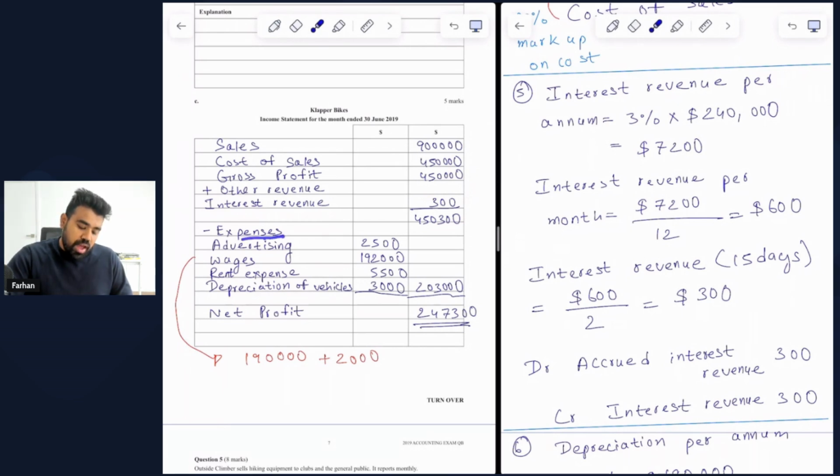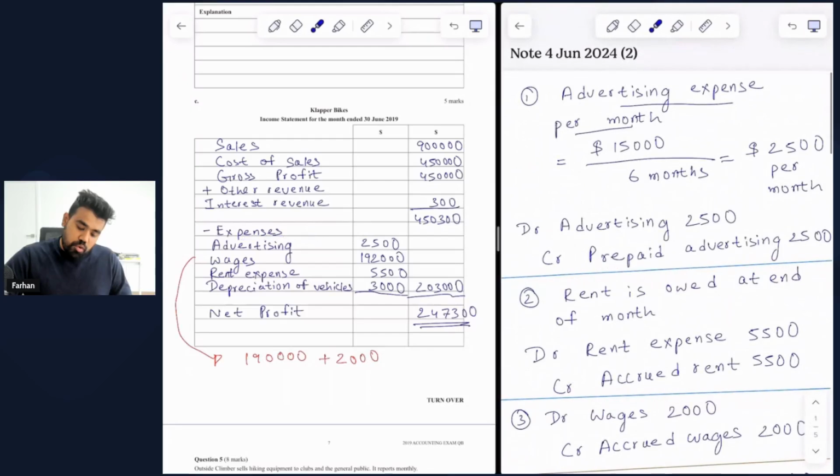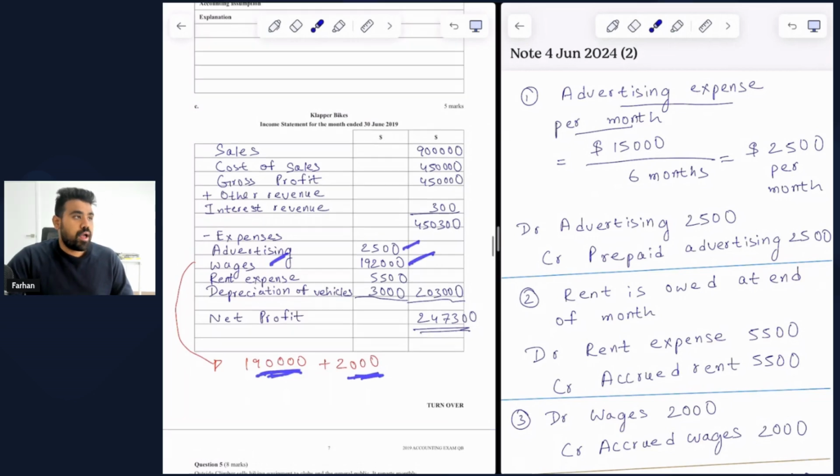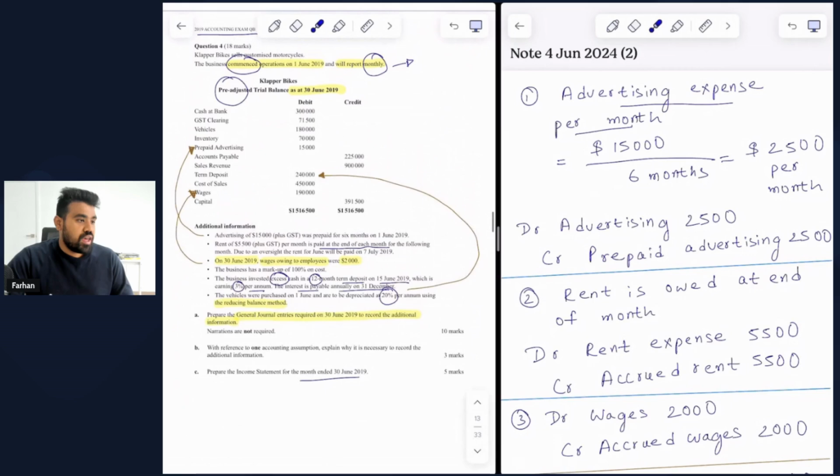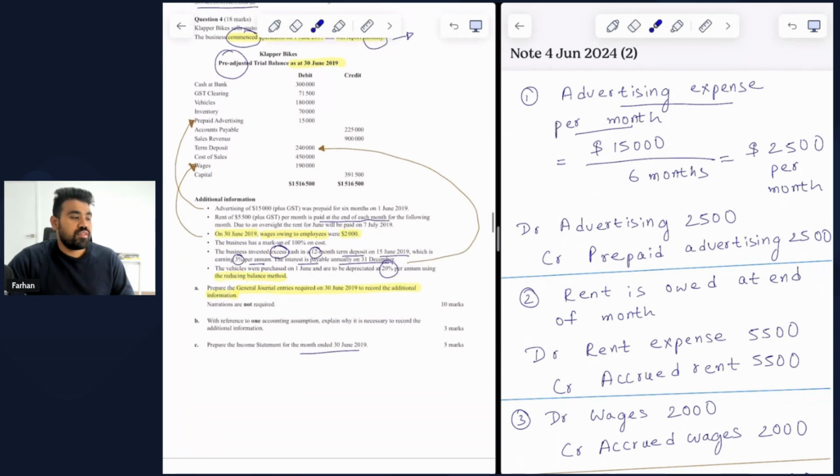We got advertising in the first additional information. We only expensed 1 month, which is $2,500, and that is what we have included here. For the wages, we are including 192,000, which is 190K plus an additional 2K for the amount that we owe. Where does the 190,000 come from? Let's scroll back up to the pre-adjusted trial balance, and you can see that we had already incurred wages expense of $190,000 before, and what we were left with is to add the other $2,000 at the end of the month.